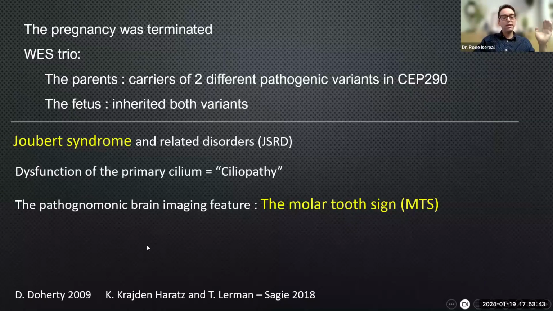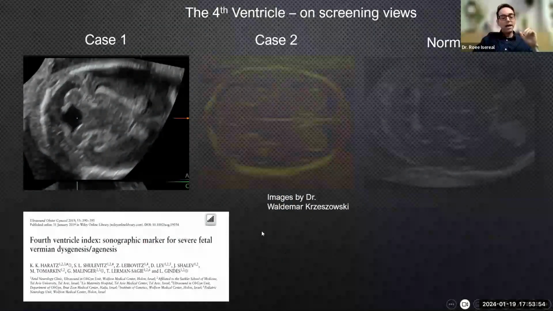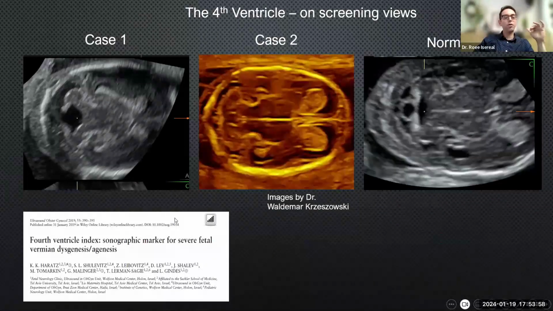And as you all know, the additional structures involved are the kidneys and also the liver, the eyes and the skeletal system. So remember also to look at the eyes in fetuses. Now, another important point I would like to highlight, and this is the level of the screening, is the fourth ventricle. And this is another paper published by Karina, and I'm sure she's going to talk about it, but I would like to show you the implementation of this in the early second trimester.